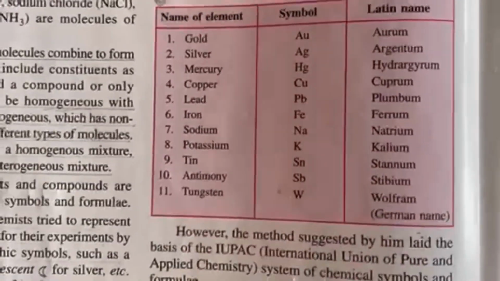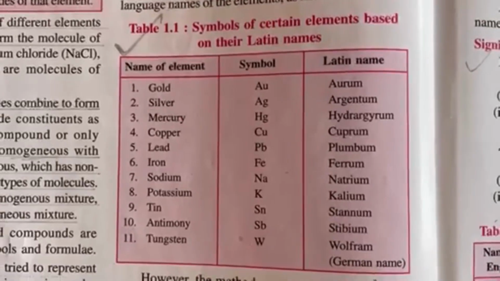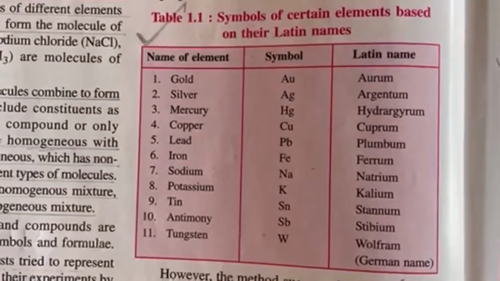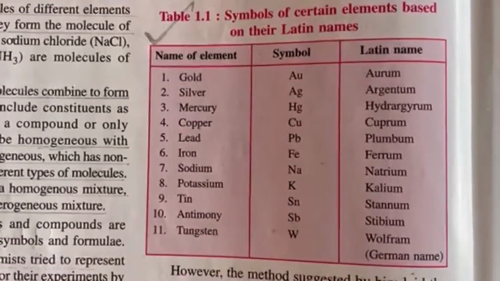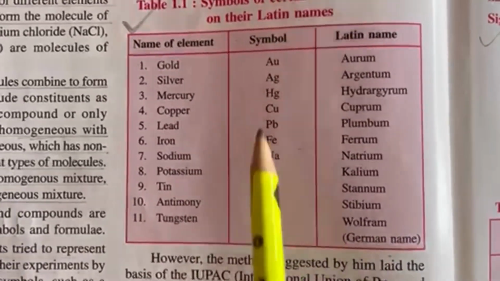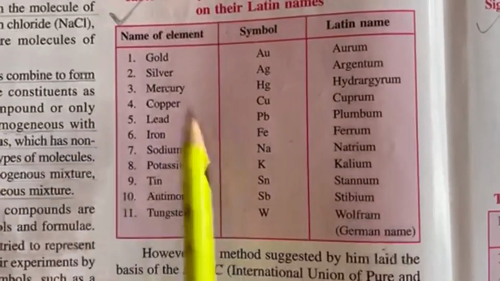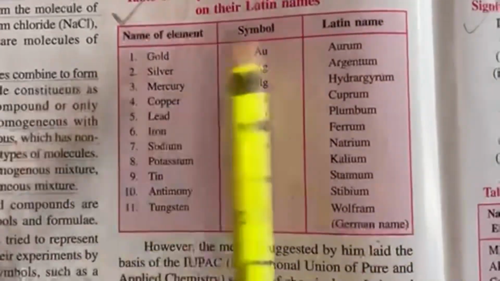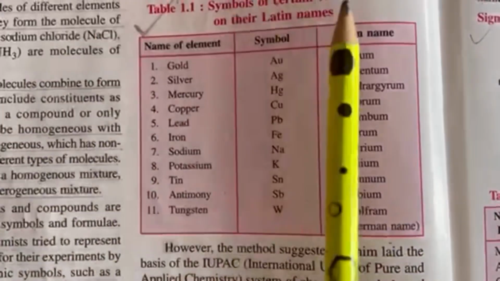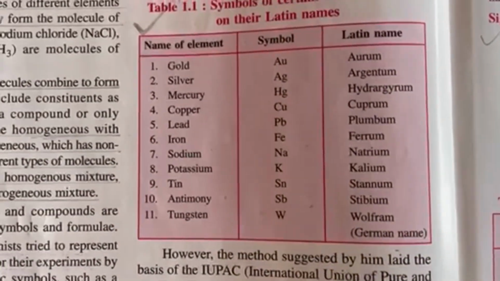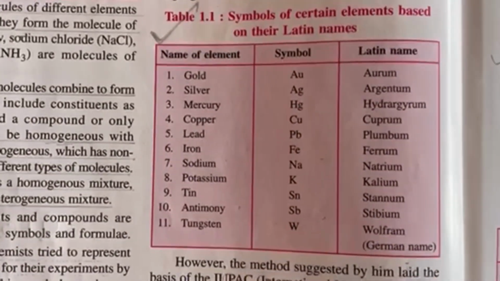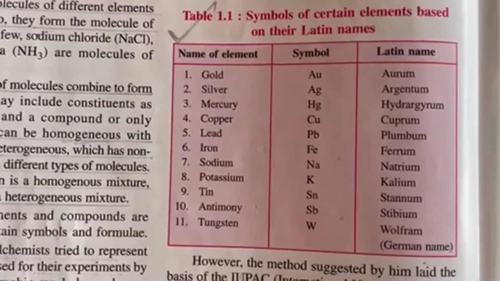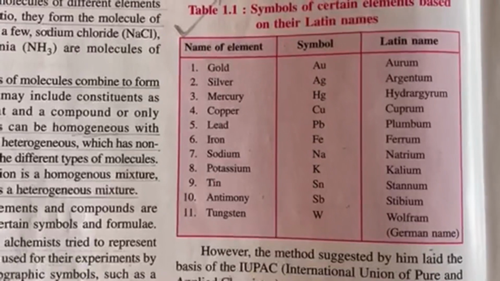Okay, so children, we will stop here today and kindly go through this table and write down the name of the elements, the symbol and their Latin name in exactly the same form for your assignment, and you keep it. I will let you know in the WhatsApp group when you are supposed to send the assignment.